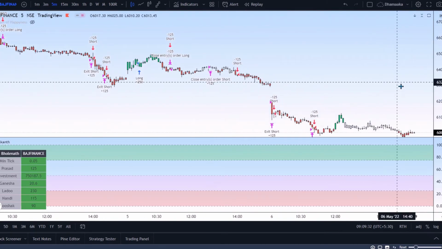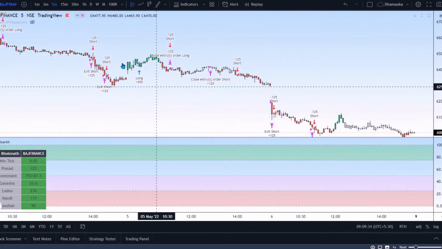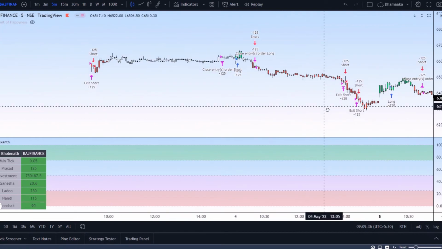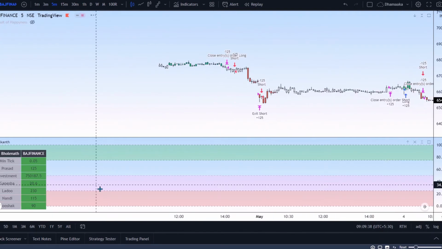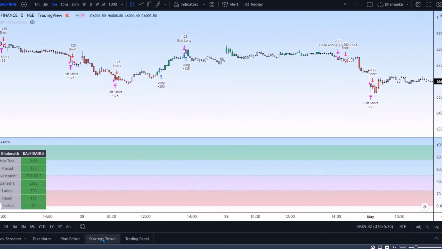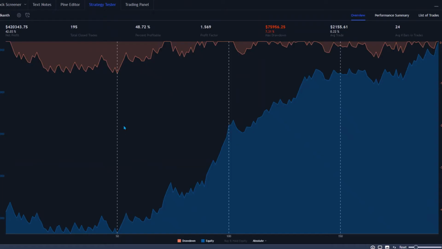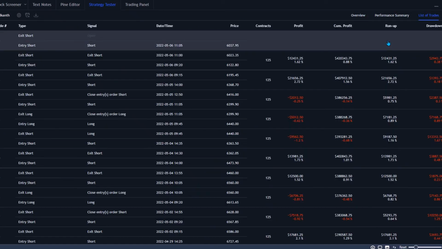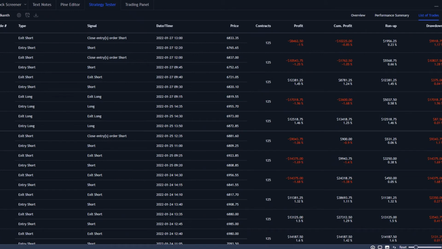So you get these kind of signals. Go back to history just to check. So it's pretty good. I mean, in 190-something trades, you get around 4,20,000. Let's say you take out 10% from here, it's still 3 lakhs. You go to list of trades. The first trade again was starting from 24th.